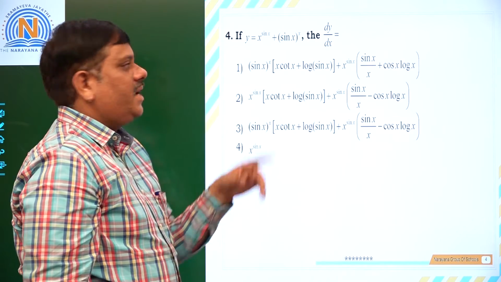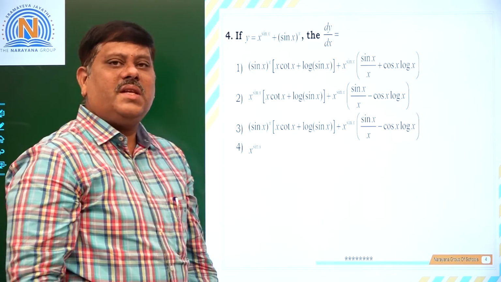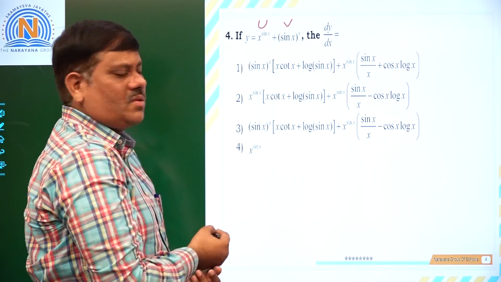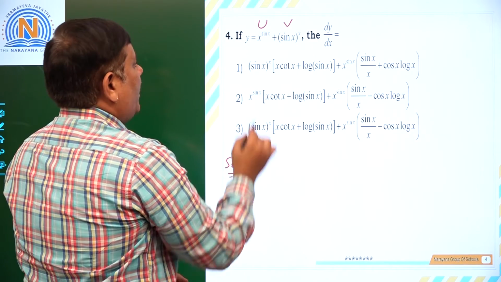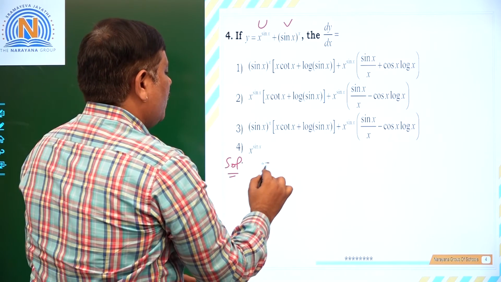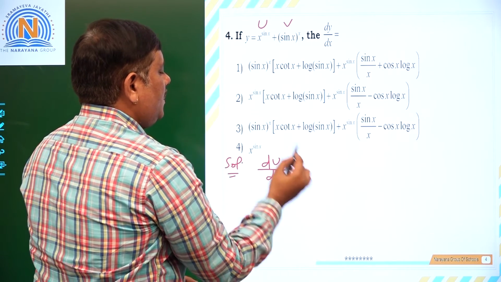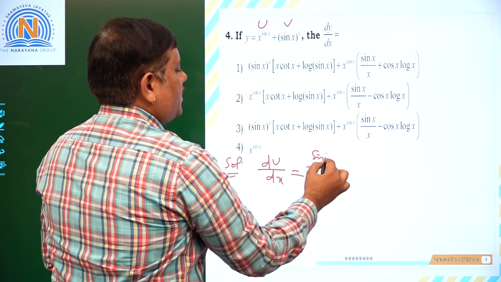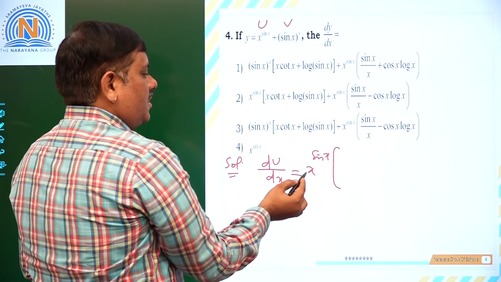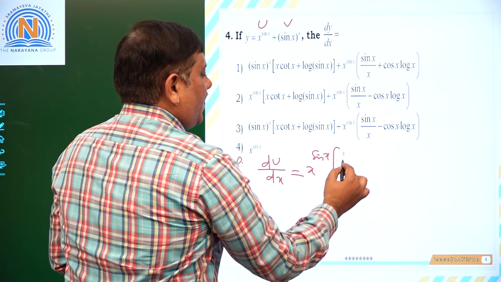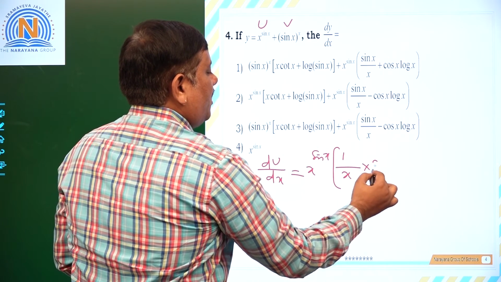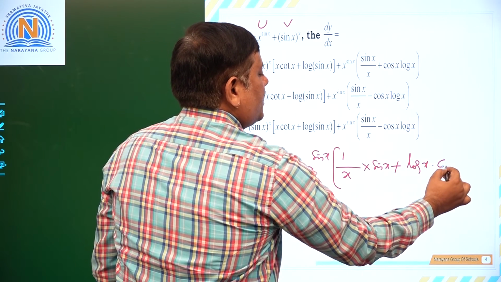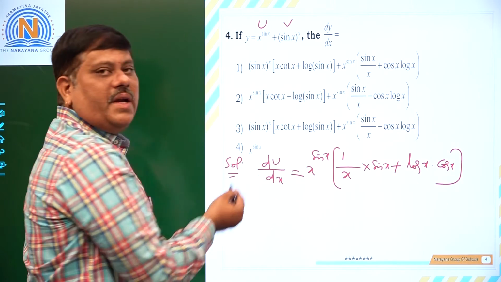y is equal to x power sin x plus sin x power x. Then what is dy by dx? This is a simple question. In this case, we take the first term as u and the second as v. So the solution is, y is of course u plus v. First we will find du by dx. du by dx means derivative of x power sin x. That is x power sin x into, just now we have seen the formula, f of x power g of x into f dash of x by f of x into g of x plus log f of x into derivative of g of x, that is cos x. This is the value of du by dx.